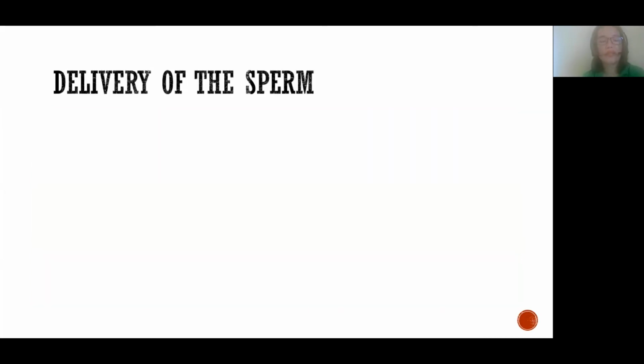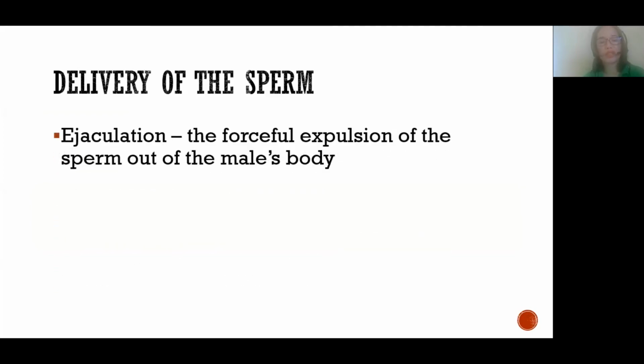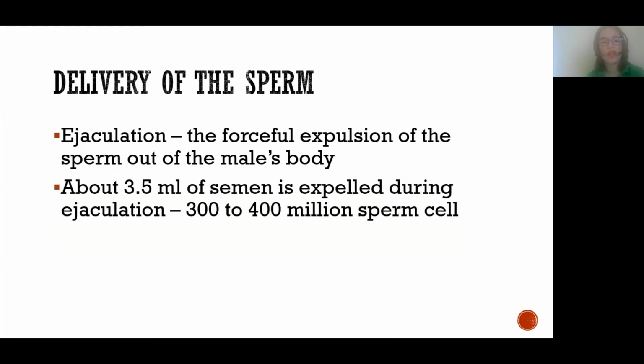Okay? Then for the sperm, of course, for the delivery, it was mentioned that during ejaculation, the semen in particular. So semen is a mixture of the sperm and the other fluids that were given by the accessory glands. It will be expelled from the body of the male during ejaculation. For every ejaculation, the male releases 3.5 milliliters of semen, and that contains 300 to 400 million sperm cells. Actually, in a drop, there are 5 to 10 million sperm.